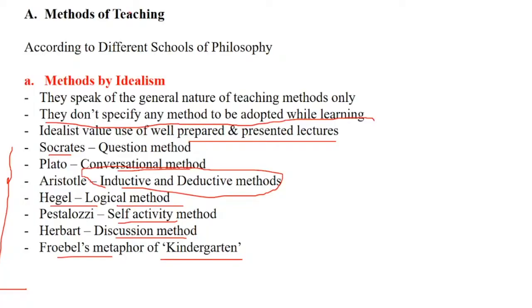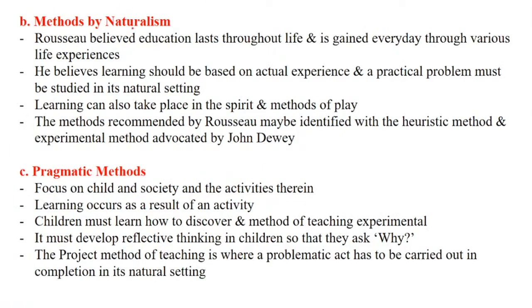Now, as we saw idealism, let's see naturalism also. When we talk about naturalism, Rousseau believed that education lasts throughout life. It is lifelong learning, and it is gained with the help of everyday experiences. So he believes that learning should be based on actual experiences and practical problems and should be studied in a natural setting. The method recommended by Rousseau may be identified as the heuristic method, where problem solving and critical analysis can be emphasized very well in teaching, or it is the experimental method which is advocated by John Dewey.